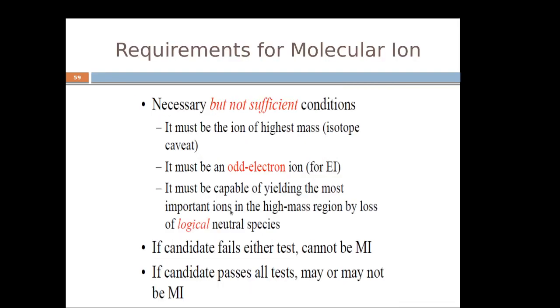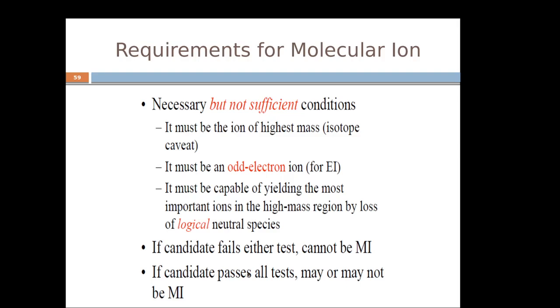So the requirements are that the molecular ion peak should be the one with the highest mass, which is called the isotopic caveat, and it must be an odd electron ion for electron impact ionization, because in electron impact ionization, one electron is removed from the molecule to form a radical cation. And it should be able to yield the most important ions in the high mass region by loss of logical neutral species such as water, H2S, carbon monoxide, etc. If these three conditions fail, then the formed species cannot be the molecular ion species.